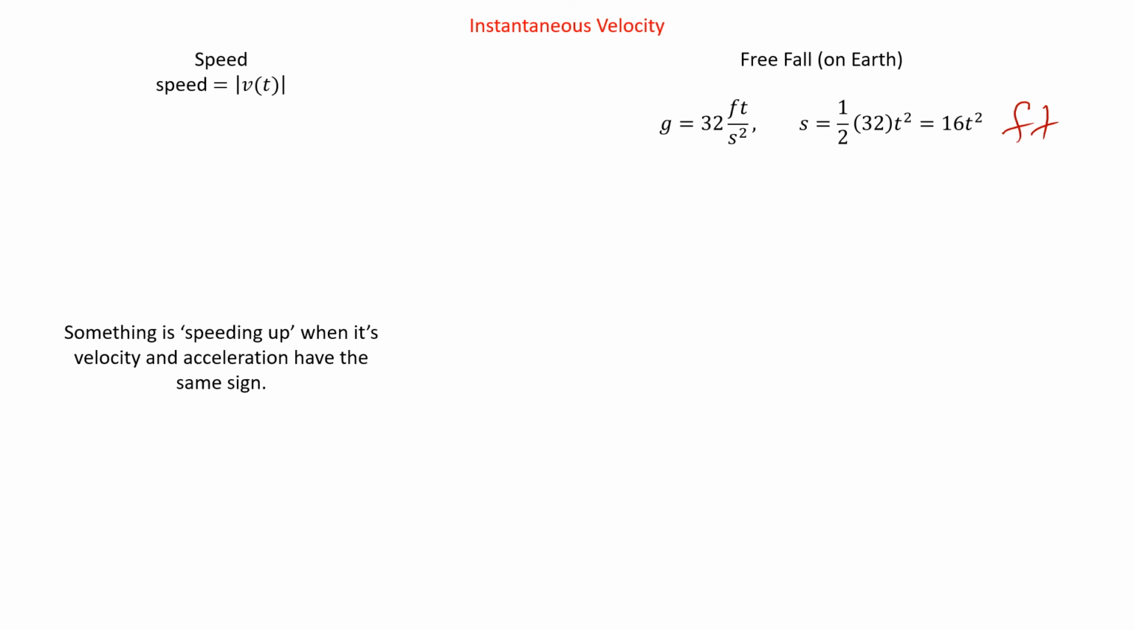And you might be thinking, wait, no, gravity's not 32, it's 9.8. Well, yes, that's because in the rest of the world, things still fall. Gravity still exists, but they use meters. And so it's 9.8 meters per second squared, which gives us 4.9 t squared as our height, and that's in meters. Now these are free fall equations.